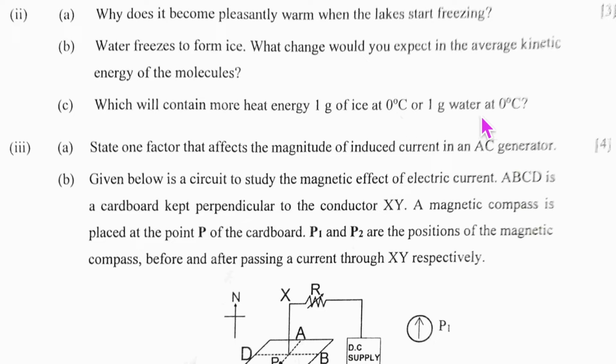Here, 1 gram of water has more heat energy because it has to reject 336 joules of heat energy in order to become 1 gram of ice at 0 degrees. Because it has the energy, it will reject the energy. So it has more heat energy. Let us see how we write this A and C. This I already explained to you. You will say there is no change.